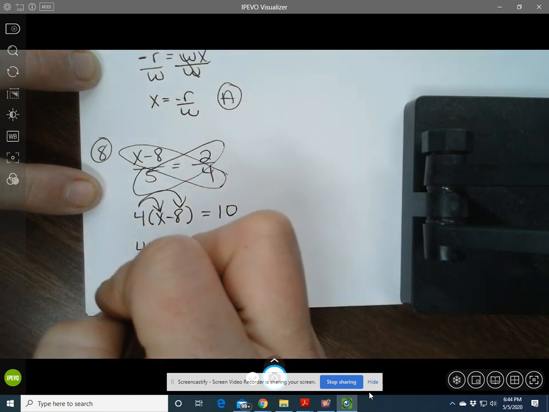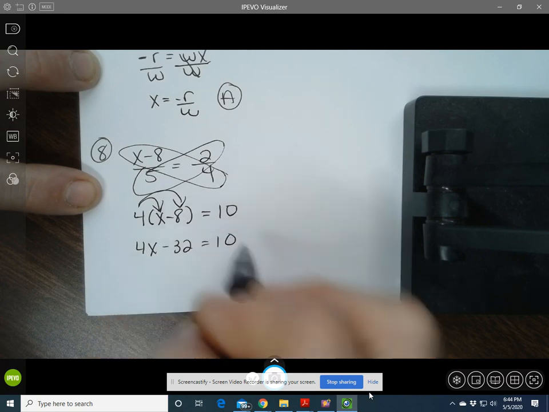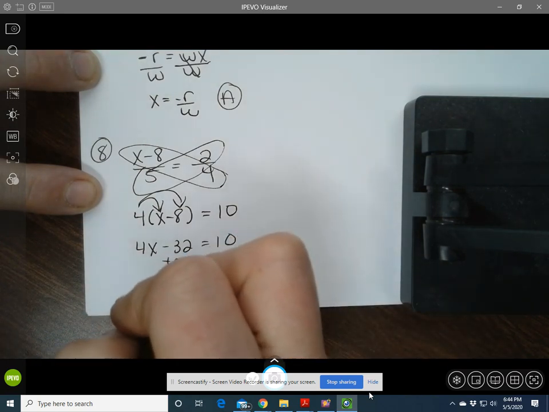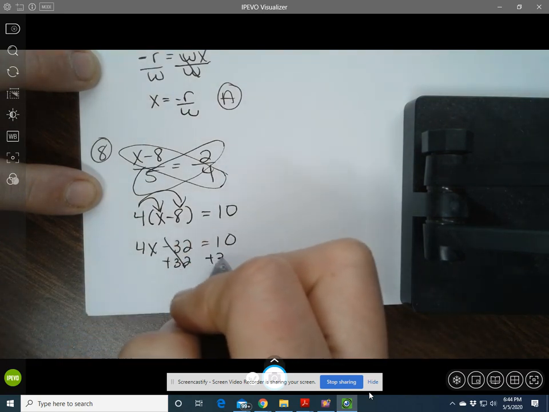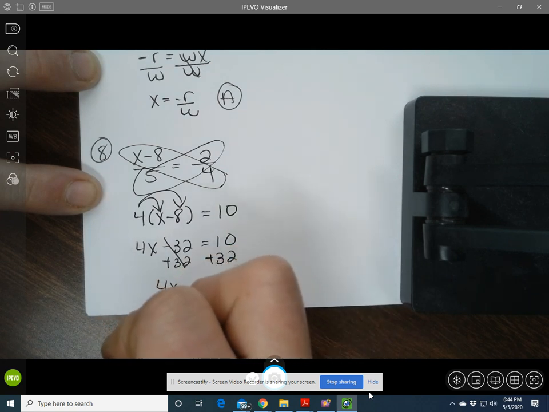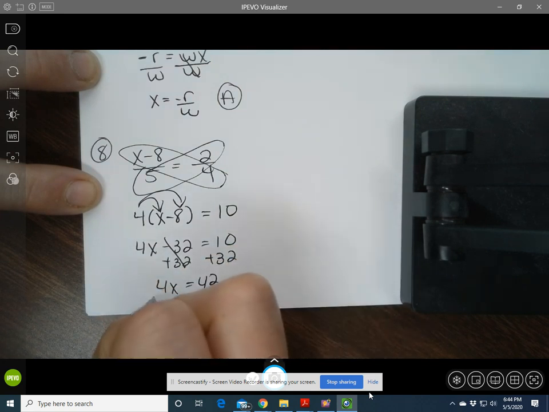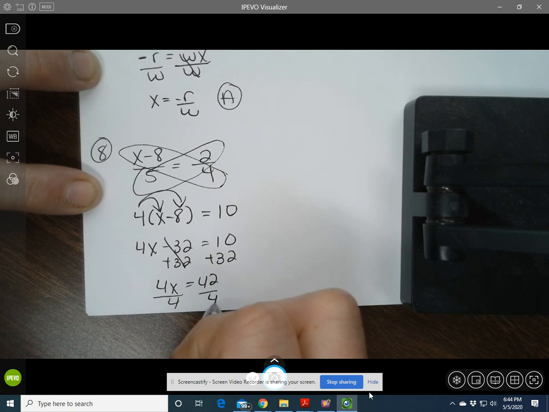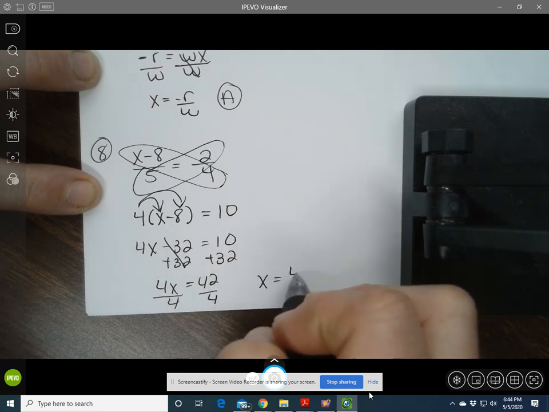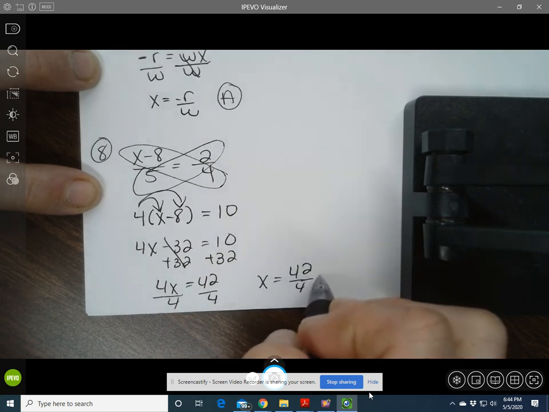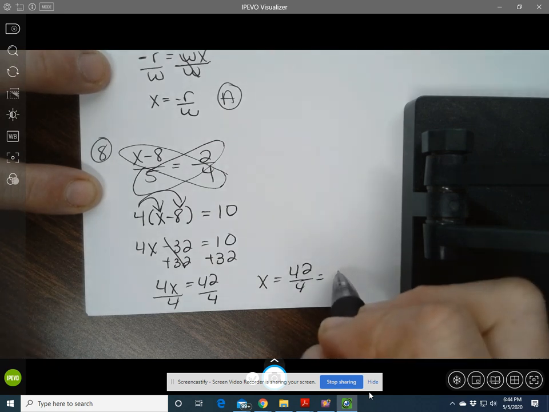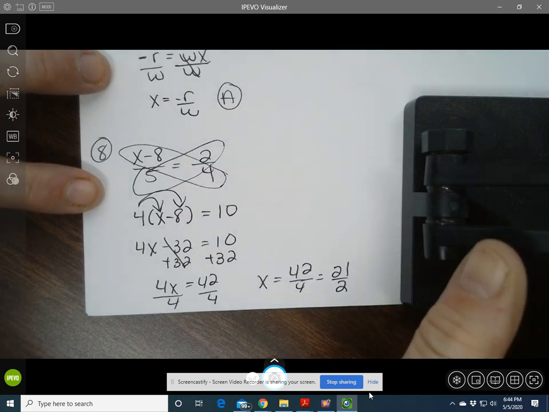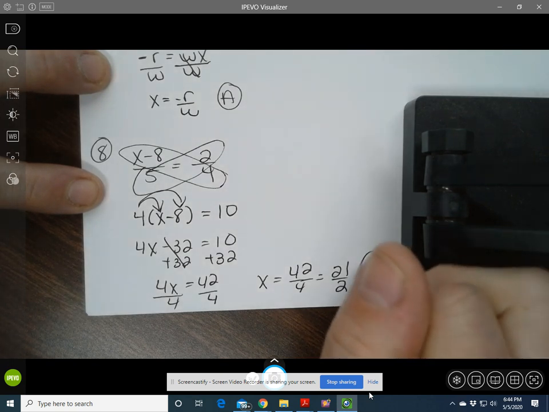4x minus 32 equals 10. I'm going to add 32, add 32. That means 4x equals 42. Divide by 4, divide by 4. That means x equals 42 over 4, but I should be able to see that that reduces to 21 over 2. And so that means that your answer is C.